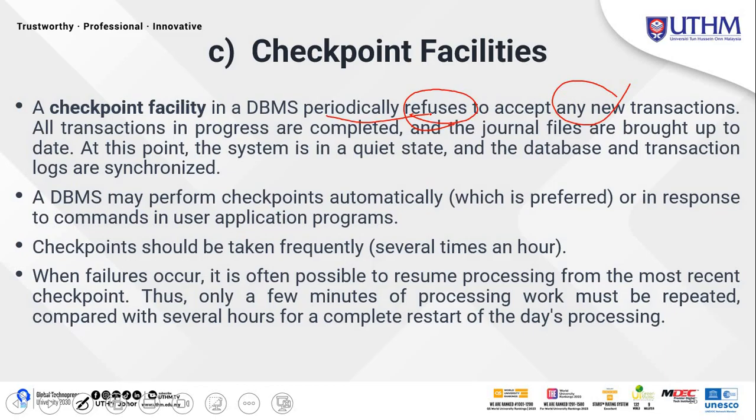Checkpoints should be taken frequently, several times an hour. When failures occur, it is often possible to resume processing from the most recent checkpoint. See, the most recent checkpoint. Thus only a few minutes of processing work must be repeated, compared with several hours of complete restart of the day's processing. So you don't have to retrieve back the data that has gone, like one hour ago, because it can still give you the record which is the most recent one.